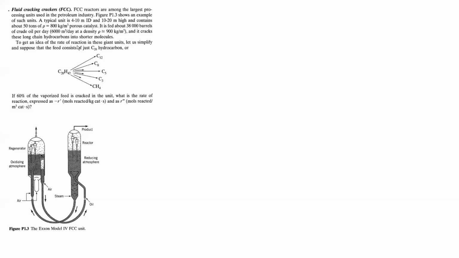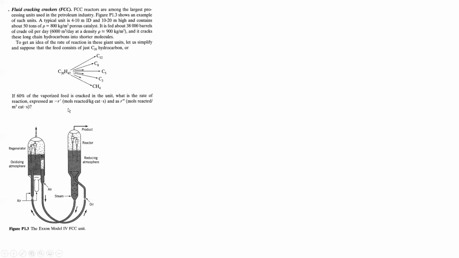To get an idea of the rate of reaction in these large units, let's simplify and suppose that the feed consists of just C20 hydrocarbons, and this happens inside your FCC unit. And then you're told if 60% of the vaporized feed is cracked in the unit, what's the rate of reaction expressed both as minus R', moles reacted per kilogram catalyst per second, and R''' moles reacted per meter cubed catalyst per second. So I'm looking for these two parameters, right?